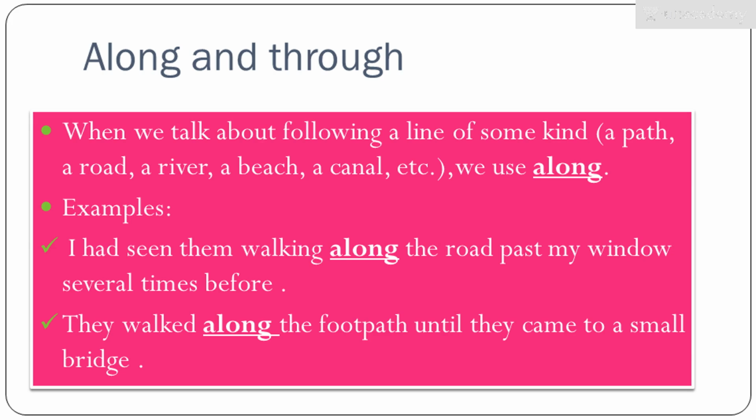So let's see the examples. I had seen them walking along the road past my window several times before. So this progression along the road is a kind of line, a kind of linear progression, and that is why we are using along here. Let's see the next example. They walked along the footpath until they came to a small bridge. So again this linear progression, and therefore the use of the word along.